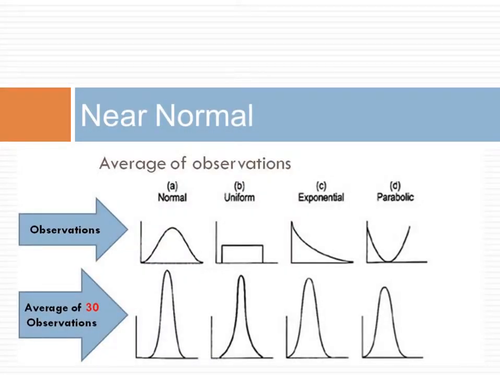Let's look at 30 observations and the average distribution for 30 observations. Now the number of observation averages increased. The average increasingly has a normal distribution. This makes normal distribution relevant for analysis of average of observations even when these observations are not normal.